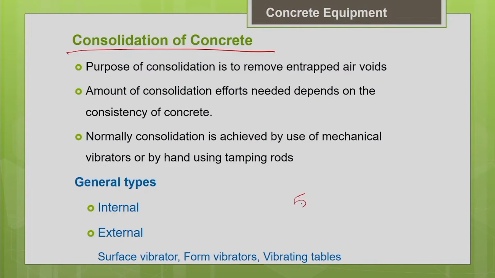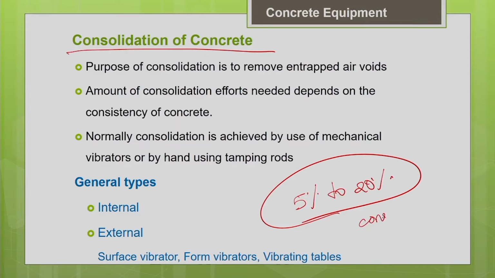The main purpose of consolidation of the concrete is to eliminate the entrapped air voids in the concrete. Basically, when you mix the concrete, when you do the concrete preparation, there are more chances for the air to get entrapped in the concrete. This entrapped air will affect your concrete strength and durability to a greater extent. The amount of air entrapment may vary from 5% to approximately 20% by volume of concrete. It depends upon the consistency of your concrete.